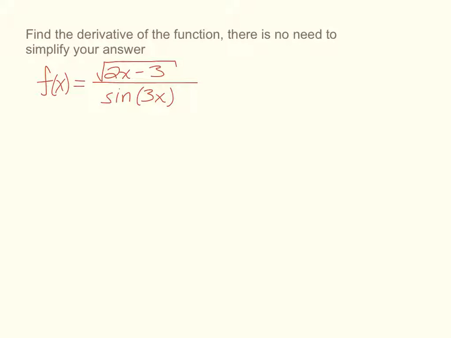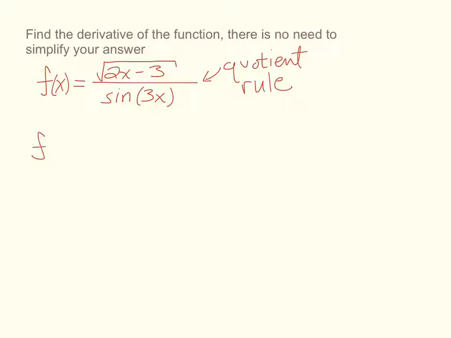Find the derivative of the function. There is no need to simplify your answer. The function we are considering here is f of x equals the square root of 2x minus 3 all over the sine of 3x. We will need to use the quotient rule here, as we have a function in the top that is square root of 2x minus 3, and we're dividing that by a function sine of 3x.